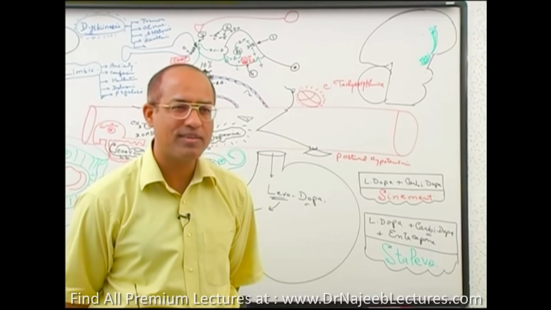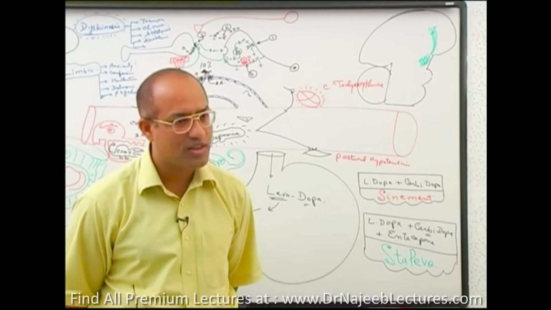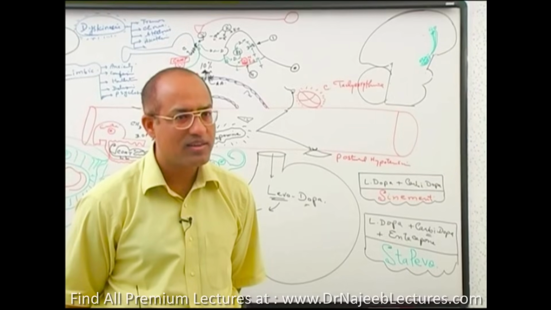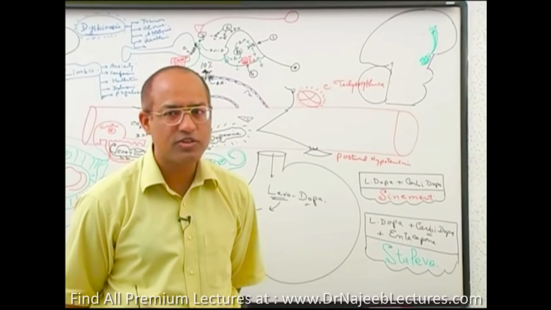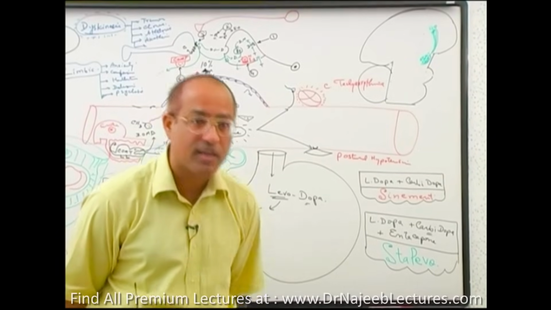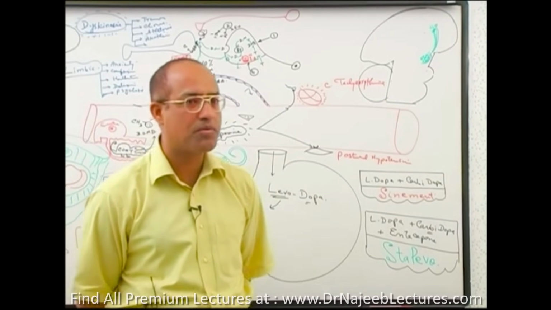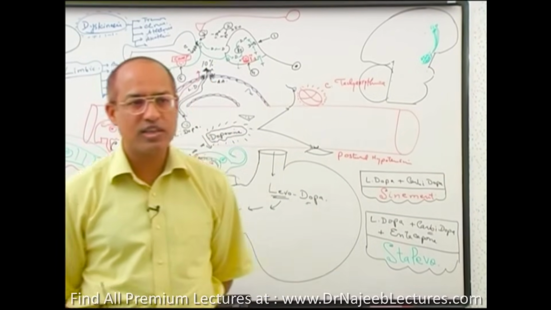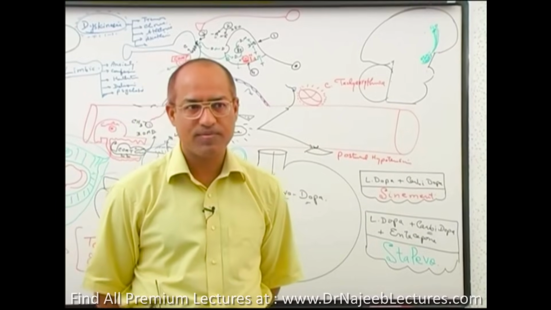Does the drug become more efficient or less efficient? Less efficient, because this is a precursor drug. And the efficiency of this drug primarily depends on the remaining dopaminergic nerve endings which are capable of converting it into dopamine and storing it and releasing it.